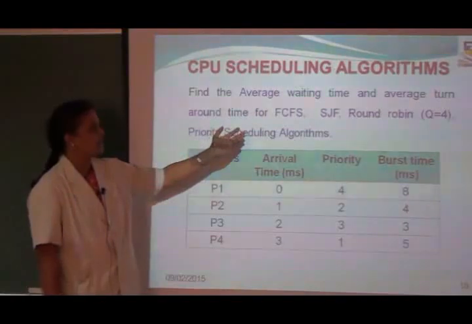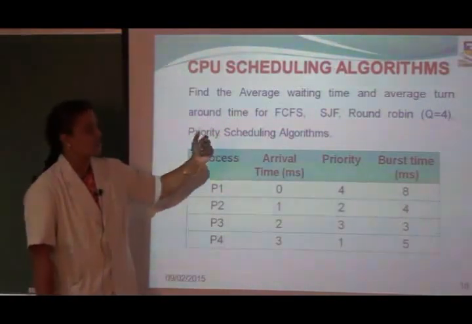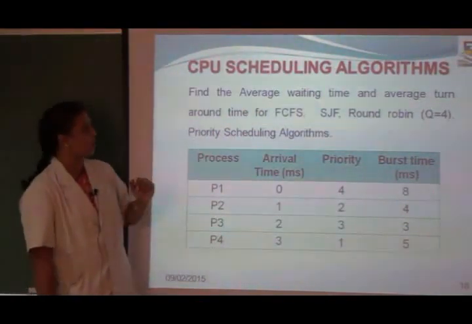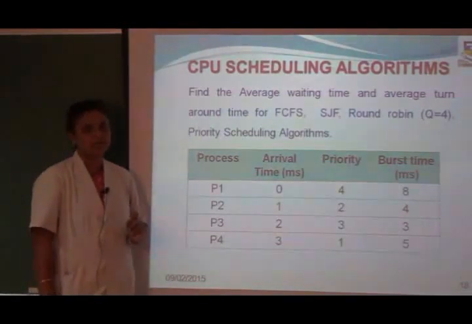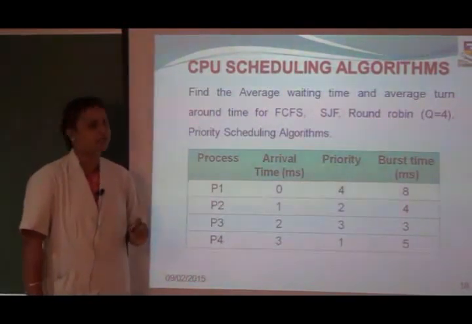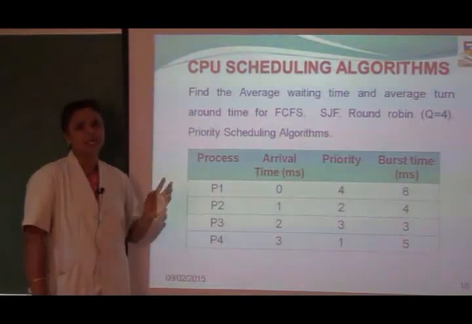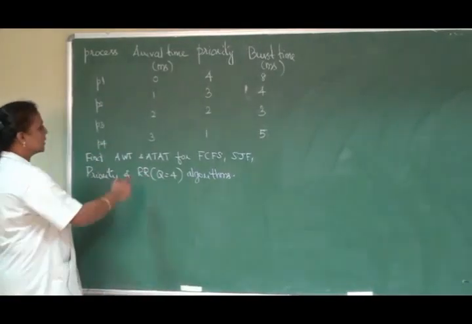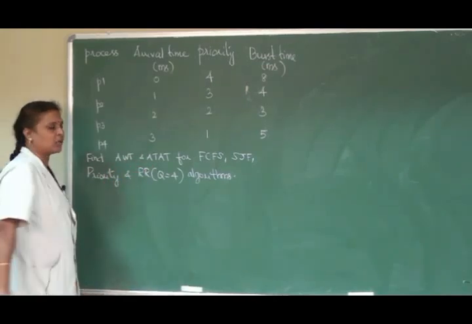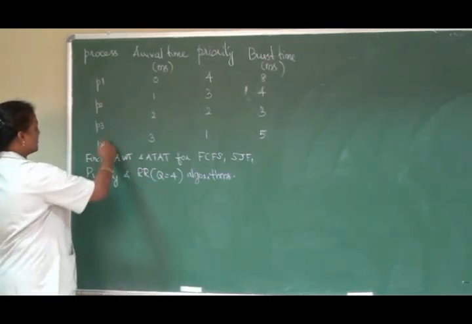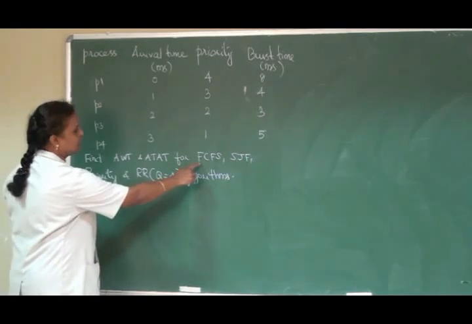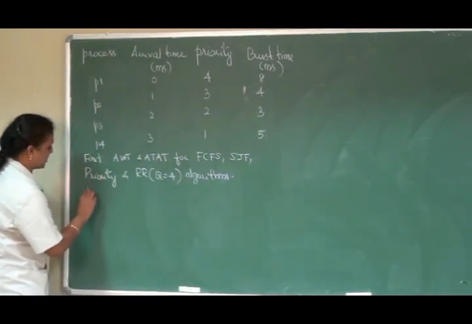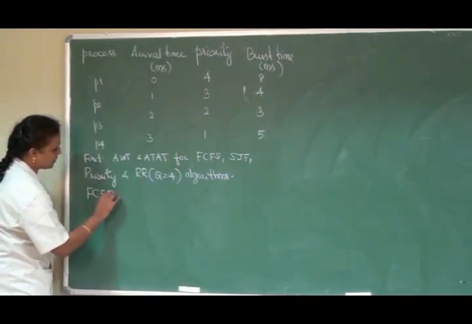That is for first come first serve algorithm, for shortest job first algorithm, for round robin algorithm, for priority scheduling algorithm. And after finding that turnaround time and waiting time, we'll compare their performance. Okay, now we are going to find average waiting time and average turnaround time for these processes for different algorithms. First, I am going to take FCFS, that is first come first serve algorithm.